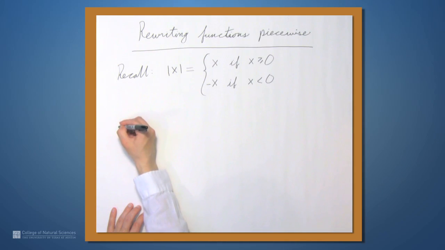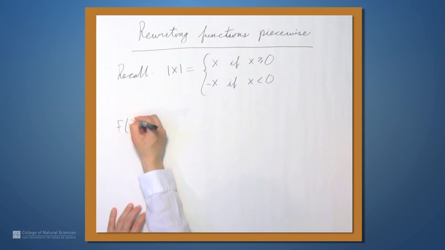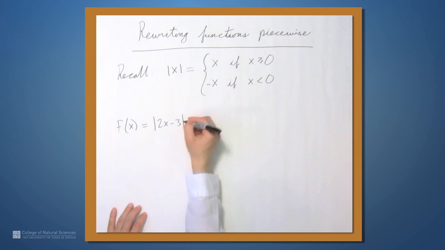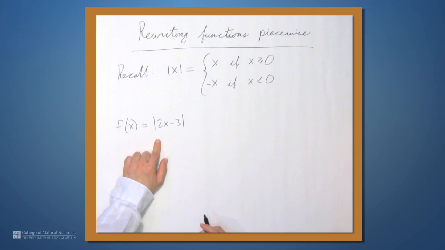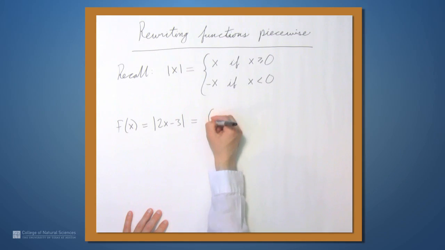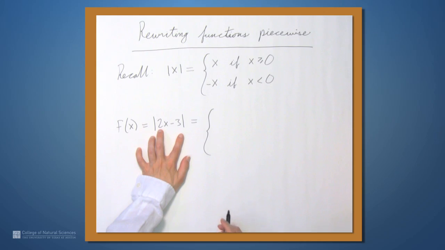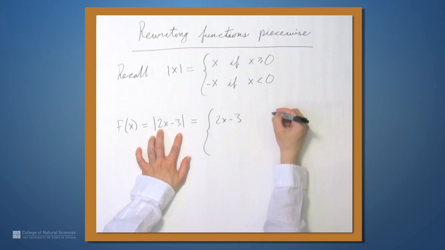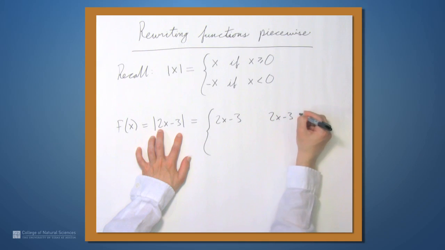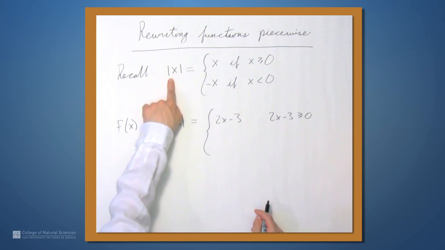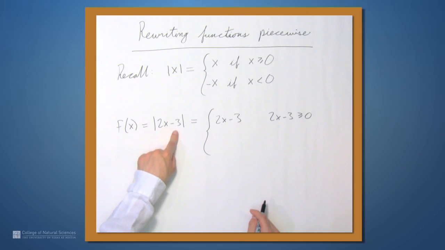So what if we want to rewrite the function absolute value of 2x minus 3? If we want to rewrite this as a piecewise function, well, the simple way of doing it is simply to say it's equal to 2x minus 3 whenever 2x minus 3 is greater than or equal to 0. Right? We just essentially copy this first line from the definition of absolute value, only in place of x we put 2x minus 3.